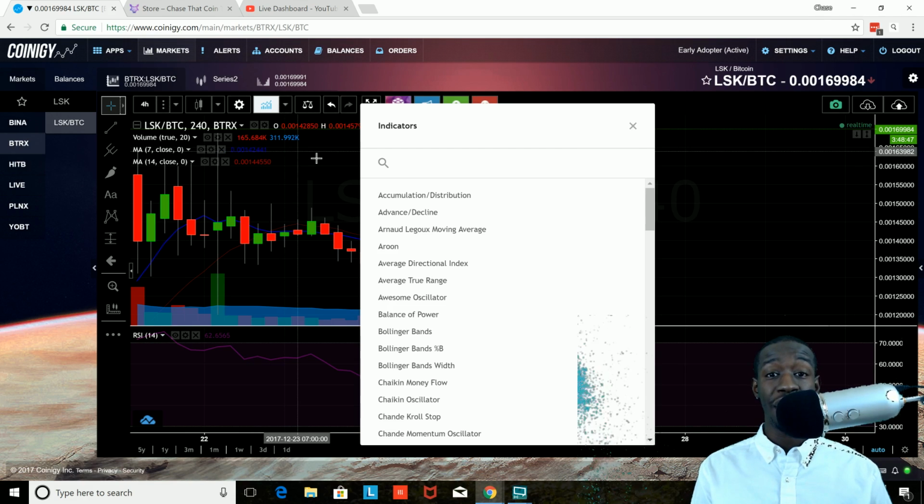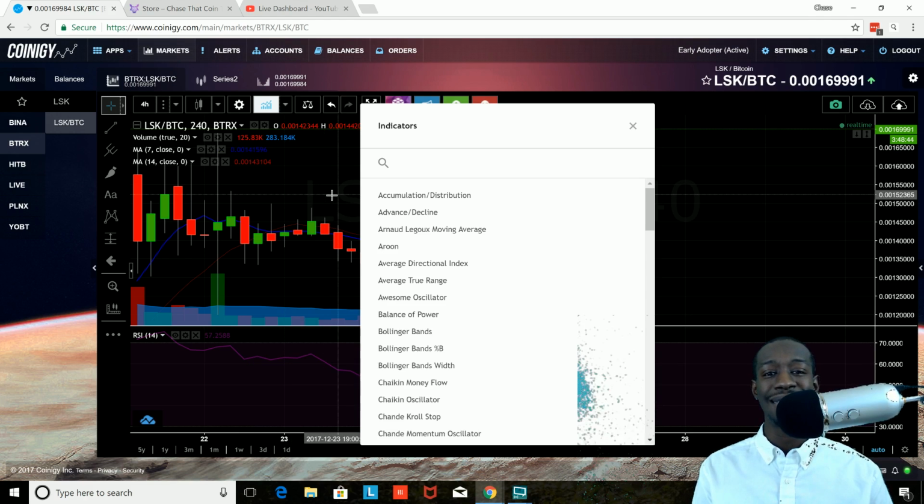This is Coinergy, by the way. If you're using tradingview.com, it's the same thing. Click indicators, all right? And then you would come over here and you would type in RSI. Click the RSI, it's going to come up. Then you would come over here and you would type in moving average. When you type in moving average, it's going to come up. You click it twice, so you can put 2 moving averages on.